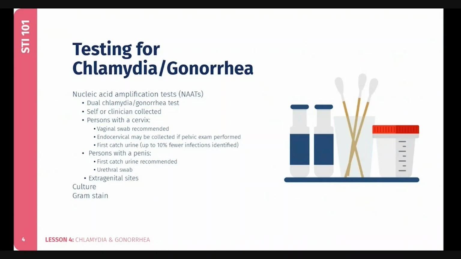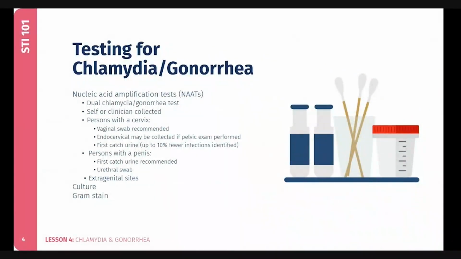Unfortunately, we use different antibiotics to treat these infections, so being able to test for both pathogens by running one test is advantageous. In persons with a cervix, a self or clinician-collected vaginal swab is the recommended sample type for a NAT. Many clients prefer to collect their own swabs, and data shows that self-collected swabs are just as effective as clinician-collected swabs. If a clinician is performing a pelvic exam, an endocervical swab may be performed.